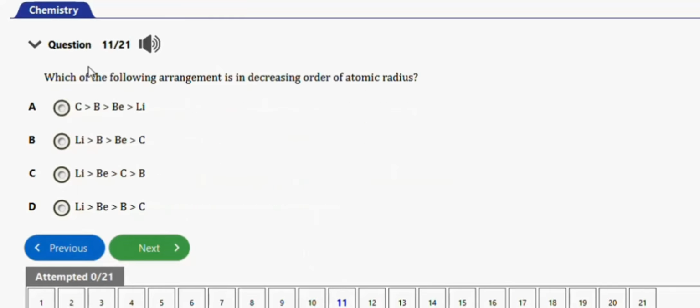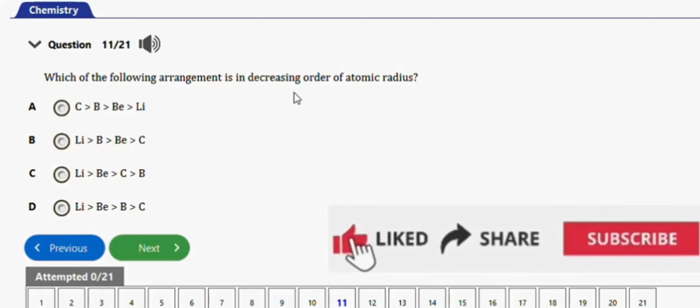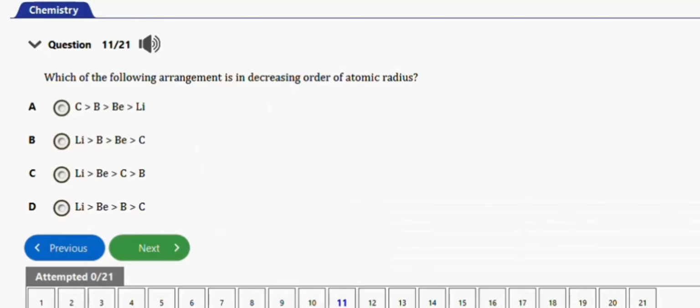Next question will be this one. It says, which of the following arrangements is in decreasing order of atomic radius? So atomic radius increases down the group and decreases across the period. So the correct order here will be, let's check guys, it's not option A, it's not option B, it's not option C, it is option D guys.